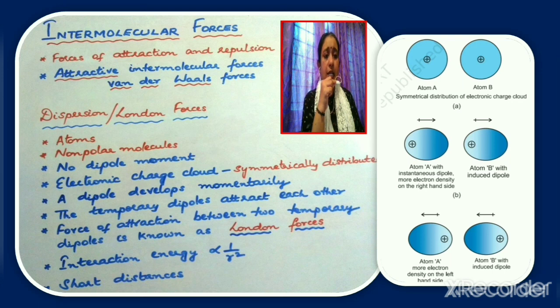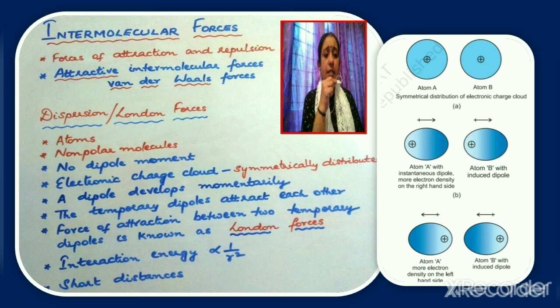But at any other moment of time, this symmetrical distribution of electron cloud may be disturbed in atom A. So as a result of this, the electron cloud will get shifted to one end of the atom in atom A, and that end of atom A will now become the negative end and the other end of the atom will now become the positive end. So we can say that a dipole is thus created in atom A, which is known as instantaneous dipole.